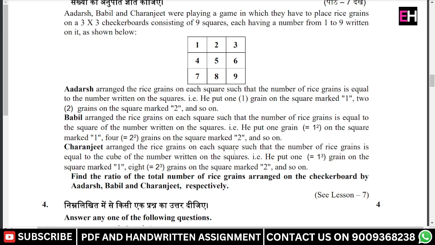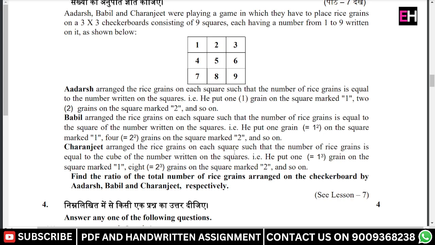Babil arranged the rice grains on each square such that the number of rice grains is equal to the square of the number written on the squares. He put one grain on the square marked 1, four grains on the square marked 2, and so on.